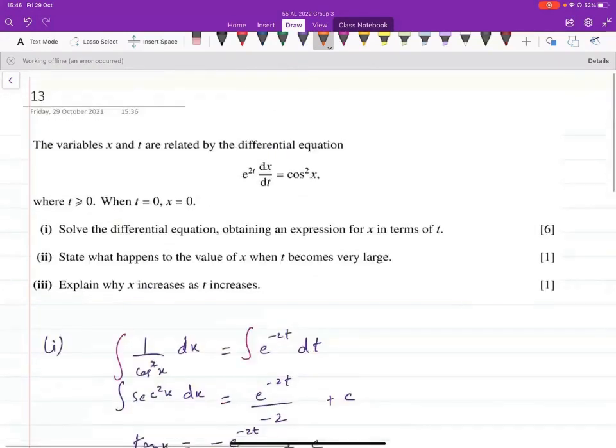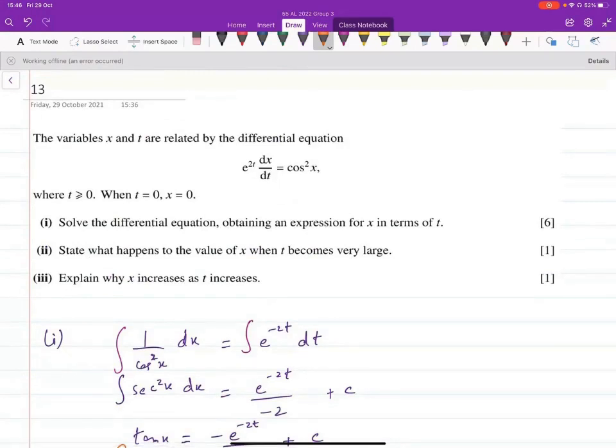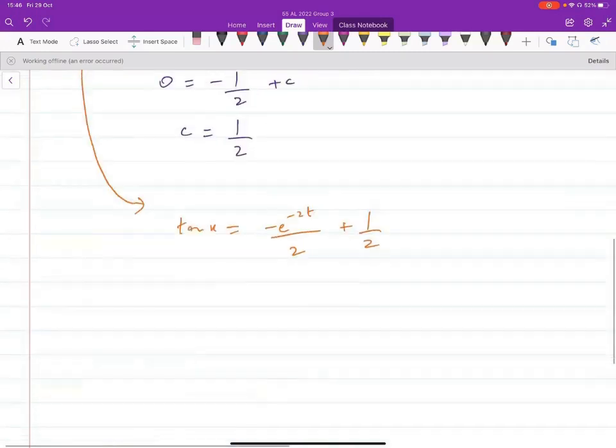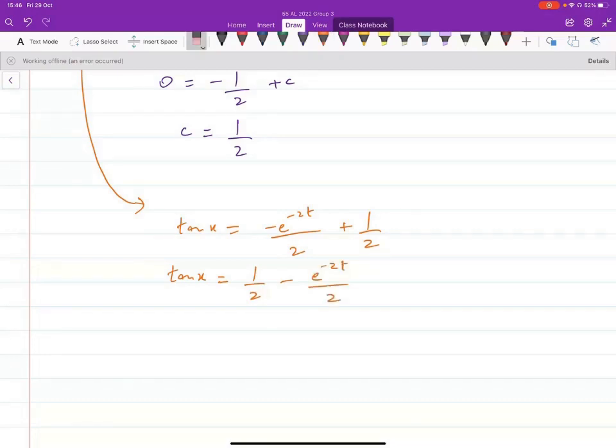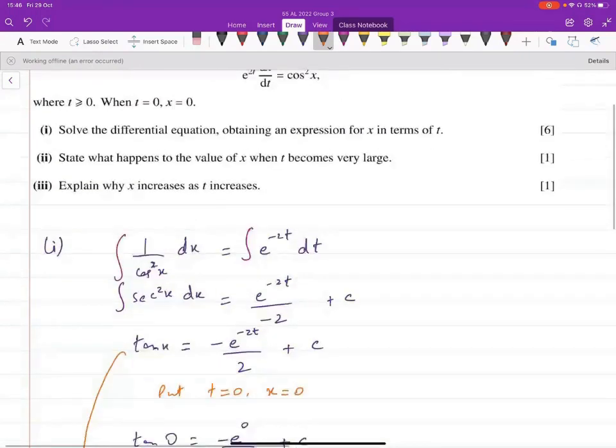Okay? Now, what did you need to do? You have to solve this differential equation, obtaining an expression for x in terms of t. X को subject बनाना है अब. How can we do that? How can you make x the subject? Tan inverse, right? So this becomes x equals tan inverse of this whole thing. That's all you have to do there. Pretty short for 6 marks.